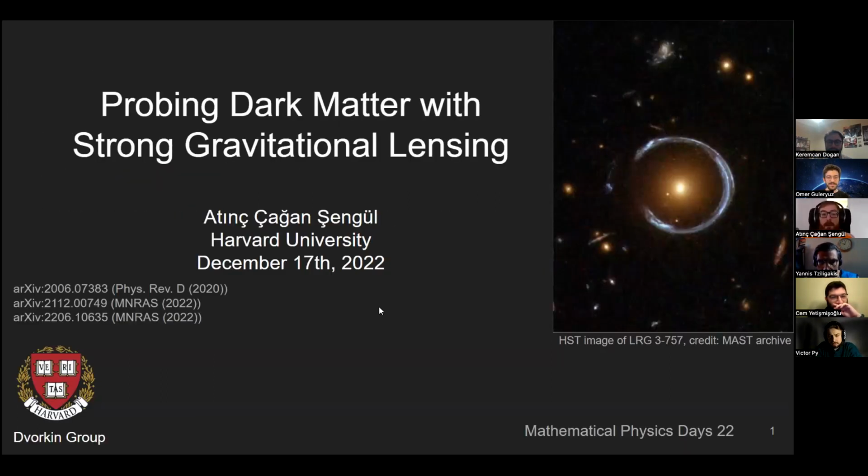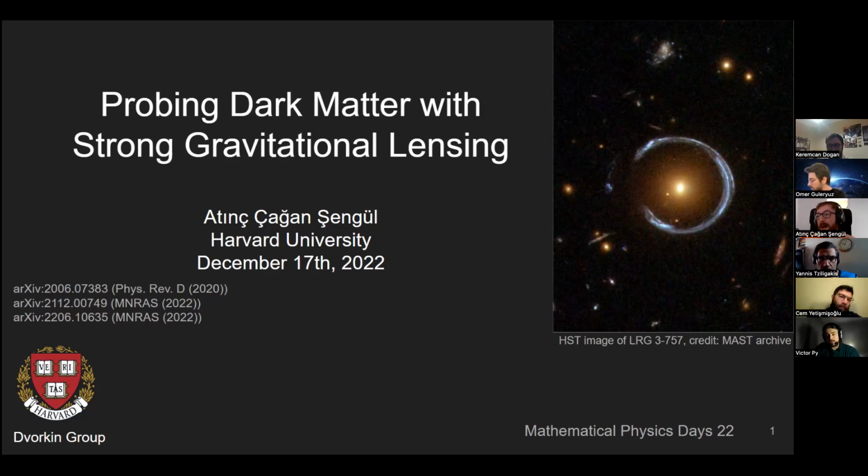Yes, today I will be talking about how we can learn about dark matter using strong gravitational lensing. And here is an image on the right hand side. You can also see my cursor, right? That is great. Okay. So this is an image taken by Hubble Space Telescope, which everyone can find on the MAST archive, which is a publicly available archive. It's the cosmic horseshoe image, one of the most famous gravitational lensing images.